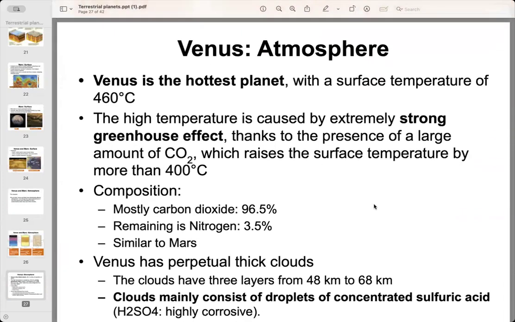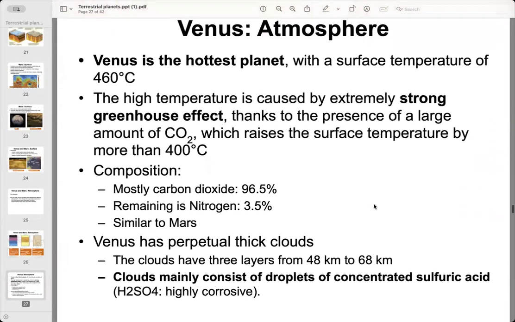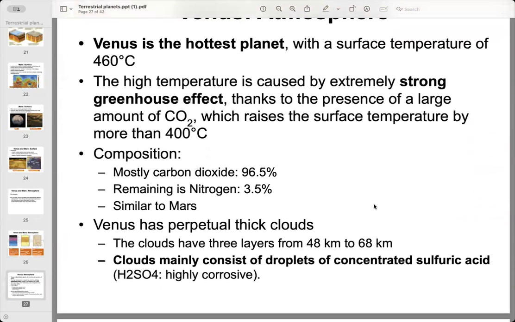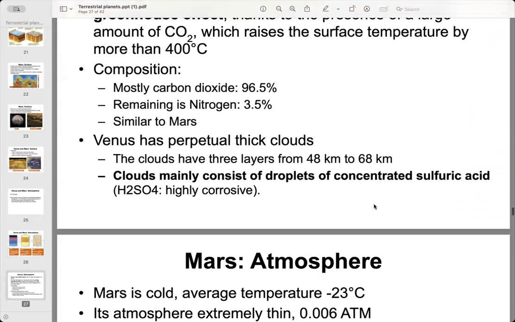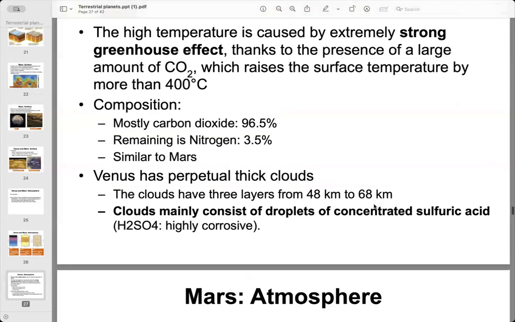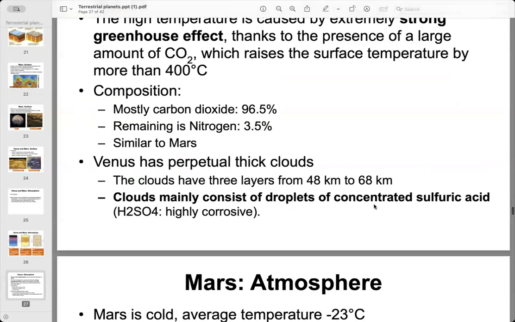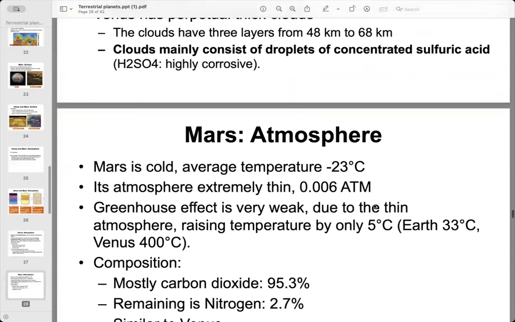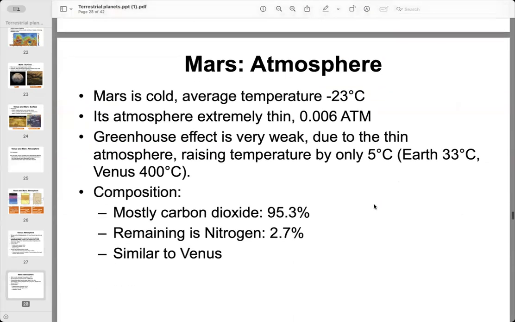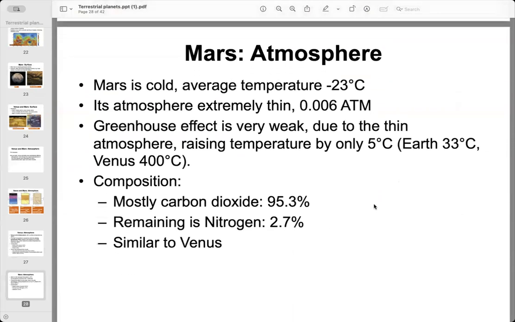All right, here's some repetition of the description about the greenhouse effect. Venus has perpetual thick clouds. Clouds mainly consist of droplets of concentrated sulfuric acid. So Venus is not a fun place to be. Mars is very cold.